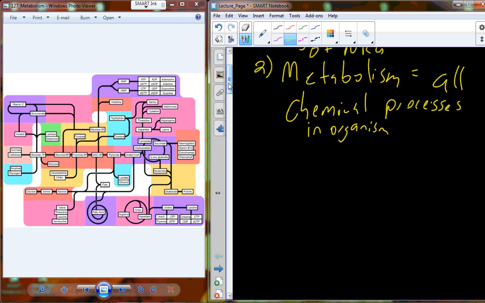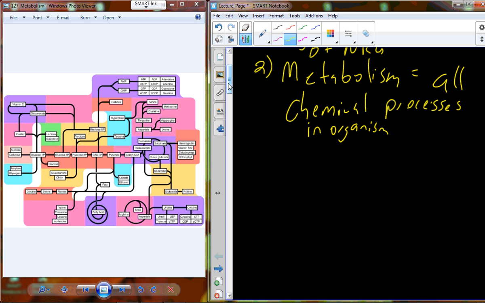So the point is, metabolism is really, really extensive and it's really, really complex. But because of some really basic understanding of chemistry with hydrolysis reactions, dehydration reactions, you're going to be able to really understand a lot of what's going on in the chemistry of metabolism.